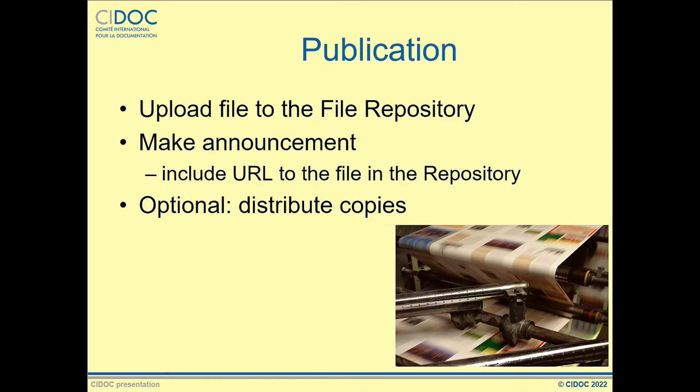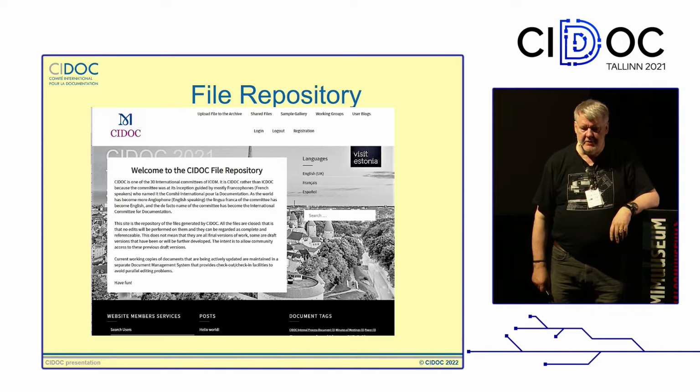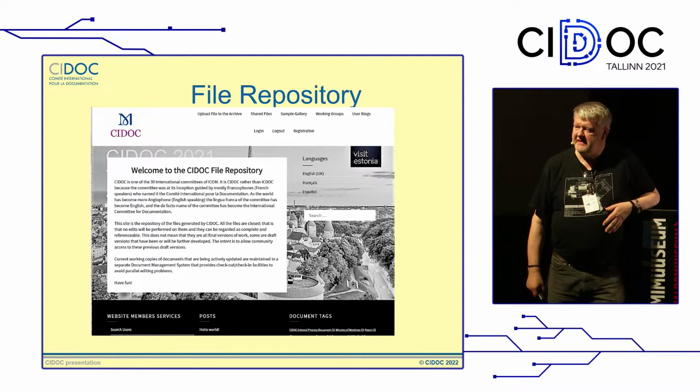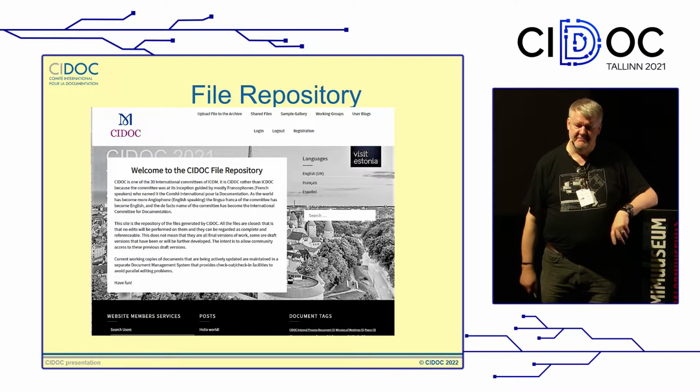So at that point, we need to upload the file to the CIDOC file repository, or your own repository for your own workflows. You announce that it is ready, and you include the URL to the file repo where the file is, and you can optionally distribute copies of it should you wish to. So this is the CIDOC file repository. This is the opening page of it, currently with an invitation to come to the conference here. I might change that, but I might not.